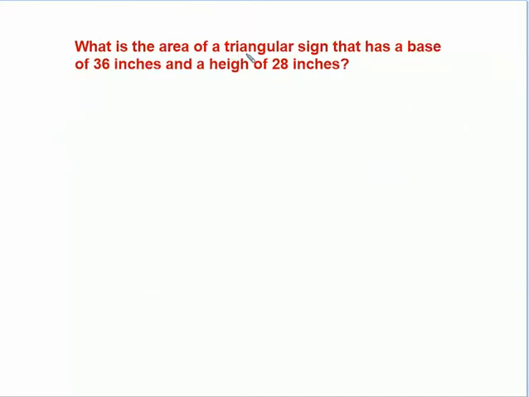Here we have, what is the area of a triangular sign that has a base of 36 inches, I'm circling what I know, and a height, that should be a T there, a height of 28 inches. So I know I've got a triangular sign, and it has a base of 36 inches and a height of 28 inches. How can I find that out?